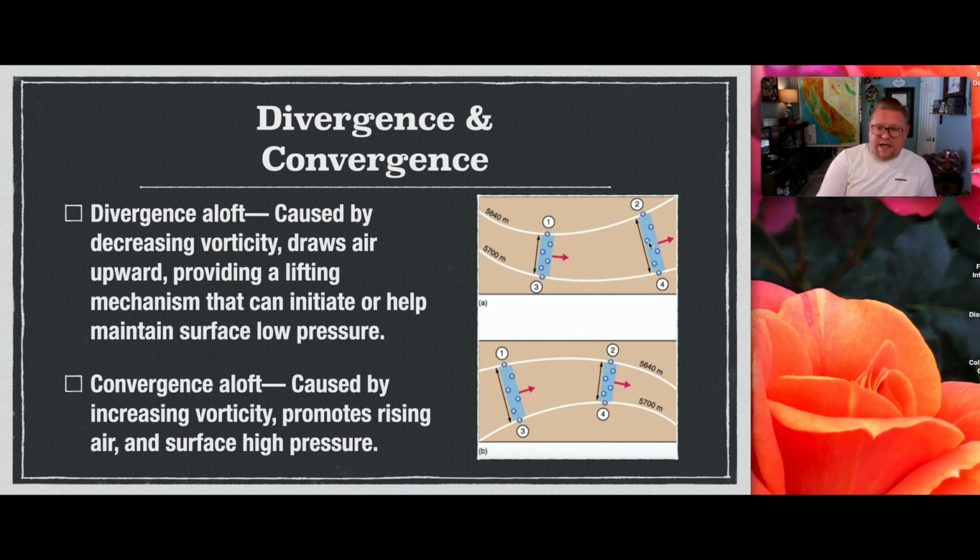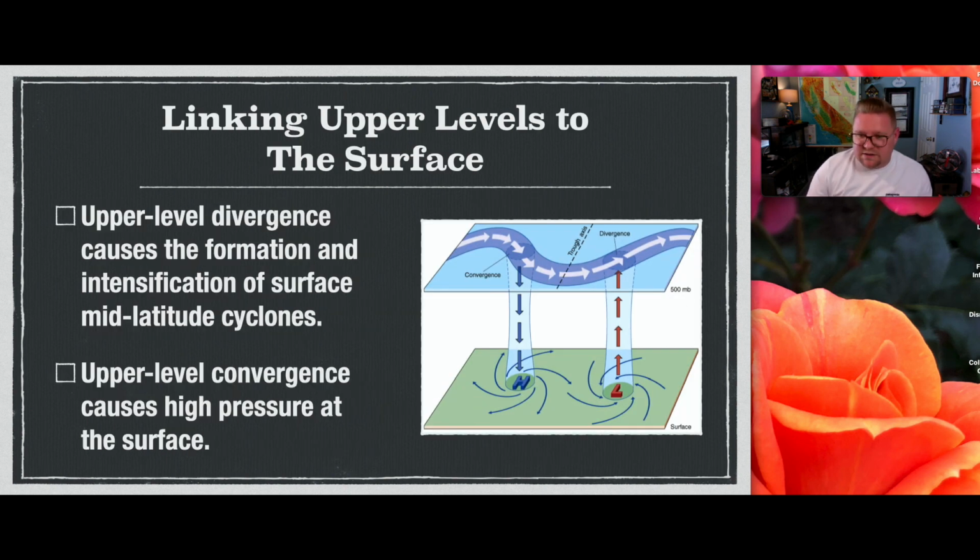Now, on the other hand, when we can see that the area is being pushed together, that's convergence aloft, caused by the increasing vorticity. So it's spinning and it's forcing in tighter, promoting rising air and surface high pressures. So I think the best way to really see both of these families together, the upper air motion and the divergence and convergence, is linking it. How does it look together?